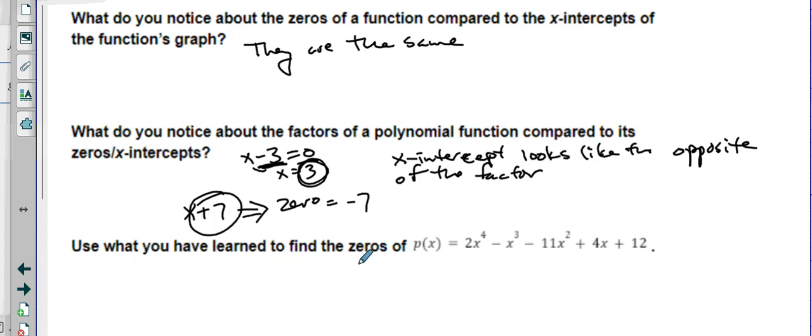And then use what you have learned to find the zeros of this. We will do this problem in the next slide when I come back. I hope this has been kind of helpful to you, and we'll see you shortly.